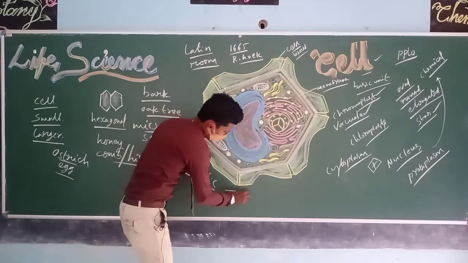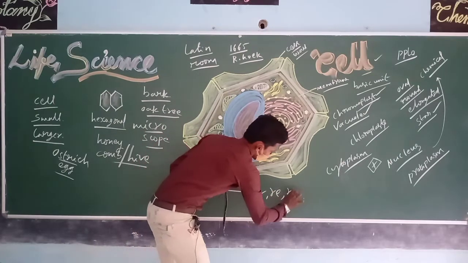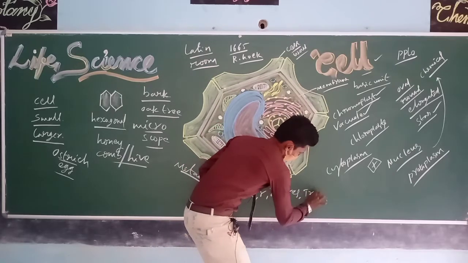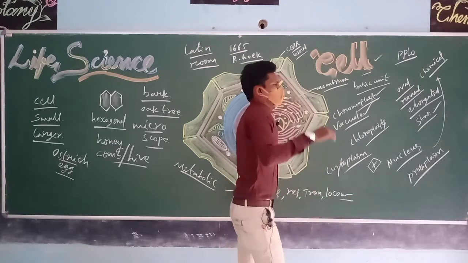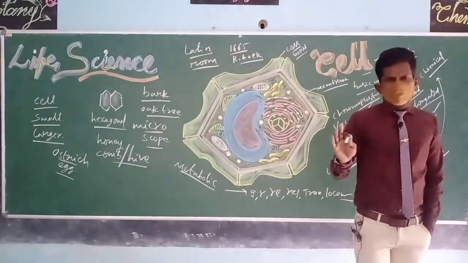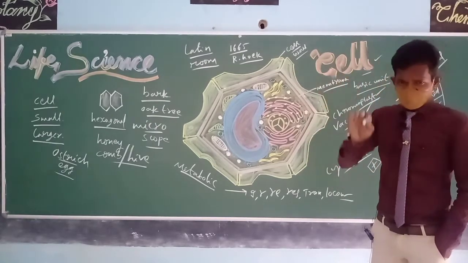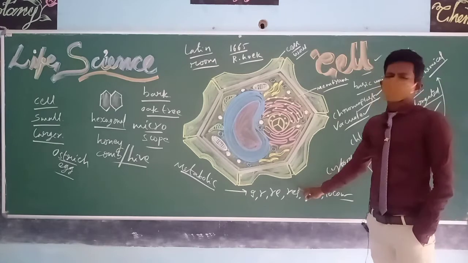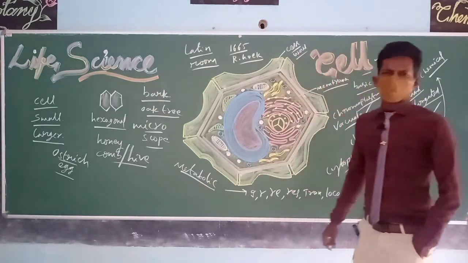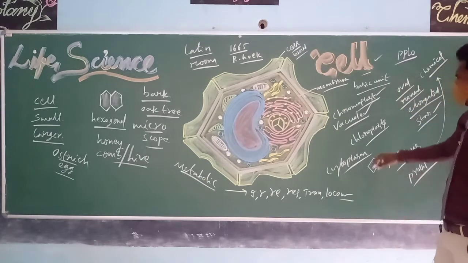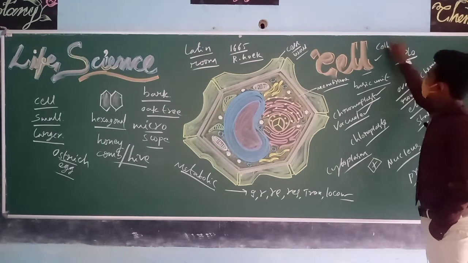Metabolic activity is nothing but growth, repair, reproduction, respiration, transportation, locomotion, until death. When a new cell is born or produced, until death, whatever activities are performed by that cell, all those activities are called metabolic activities. Okay. Commonly these metabolic activities are called cellular activities.